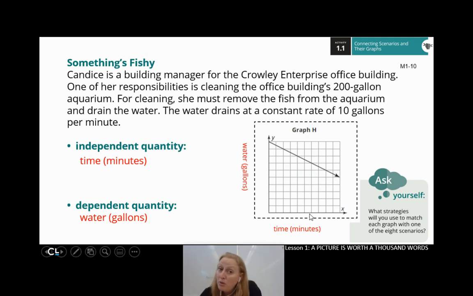I should number my axes, label everything. So I just counted, 1 minute, 2 minutes, 3 minutes, 4 minutes. It did say that it was a 200-gallon aquarium. So if this bit up the top is 200 gallons, then that means we must be counting by 20s: 20, 40, 60, 80, 100, 120, 140, 160, 180, that would be 200.